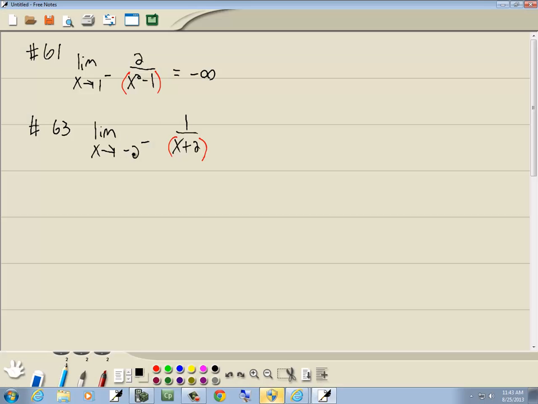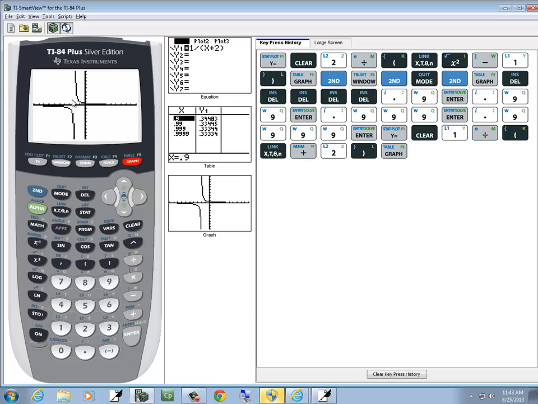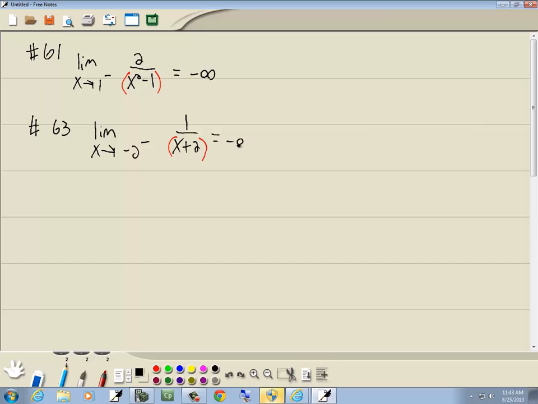Okay, and it's approaching negative 2 from the left-hand side. So here's negative 2 right here. Come from the left-hand side. I'm tracing my graph, tracing it, and I see the y values are going down forever. So it's going to negative infinity again.